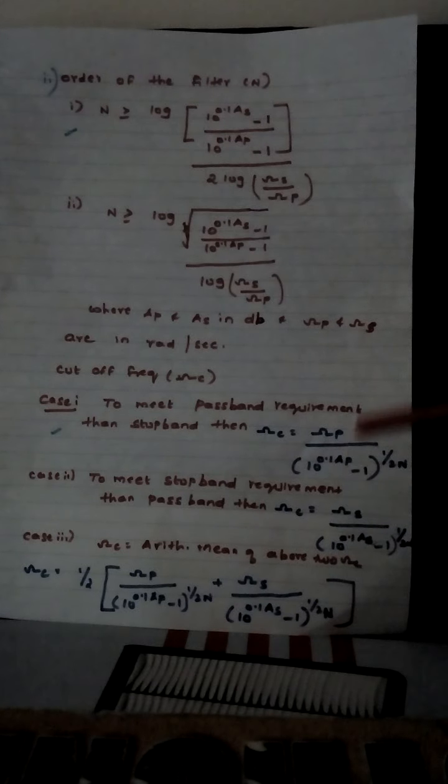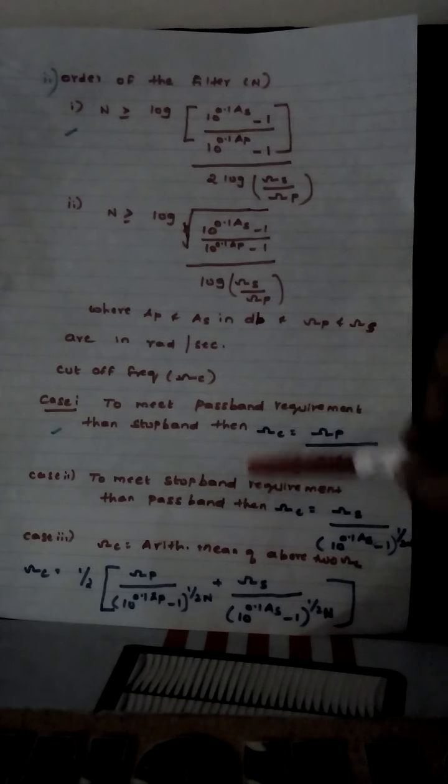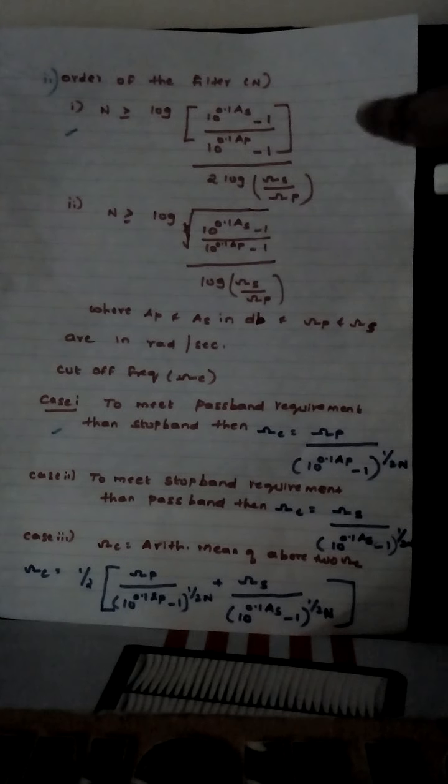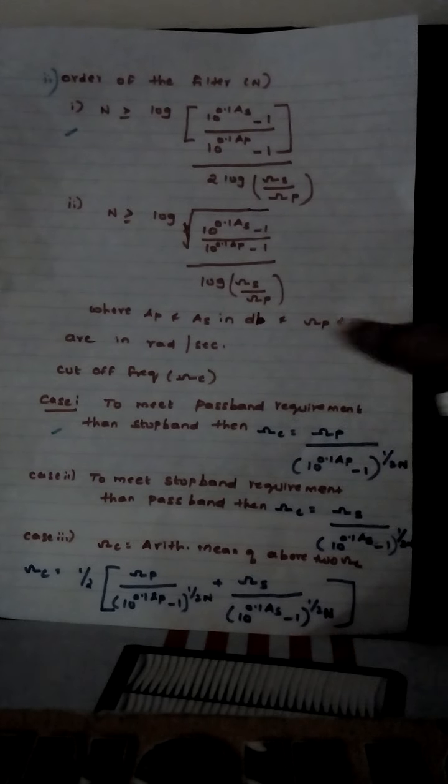Normally they will not mention in the question which requirement you have to use. If they are not mentioning anything, you can use only this formula and find it out. No need to worry about the remaining two. So this is the thing we have to remember. One is the magnitude of the frequency characteristics of the Butterworth filter. Second, the order, that formula we have to remember. And third is the cutoff frequency. If they are not mentioning anything, you can use this formula alone and find it out.